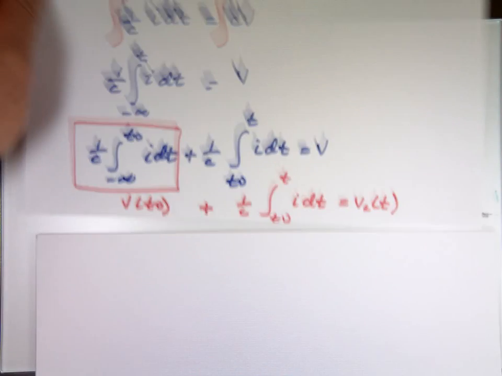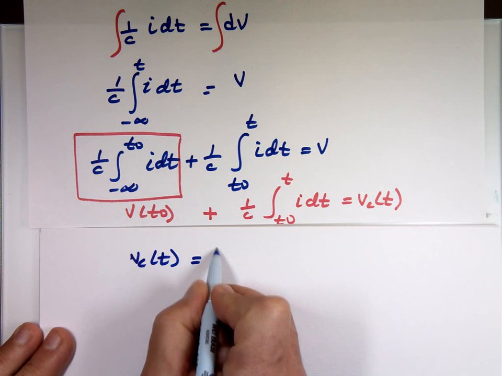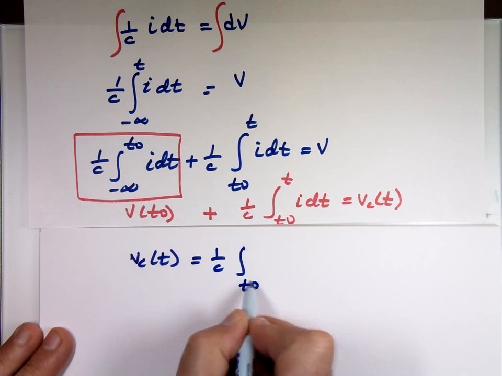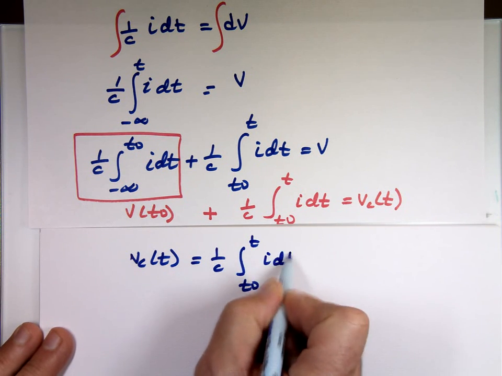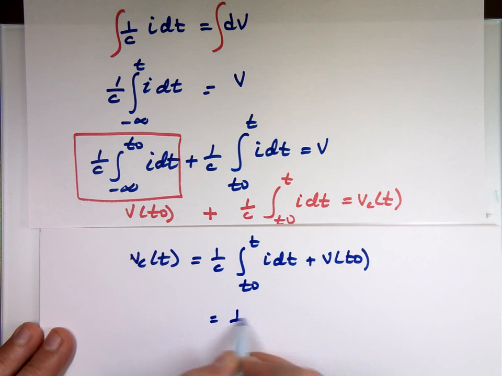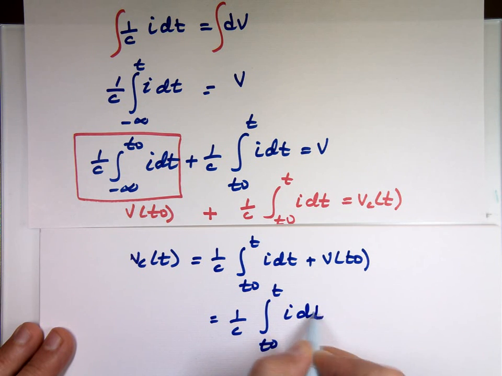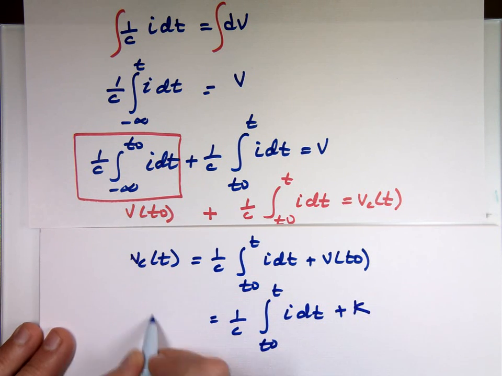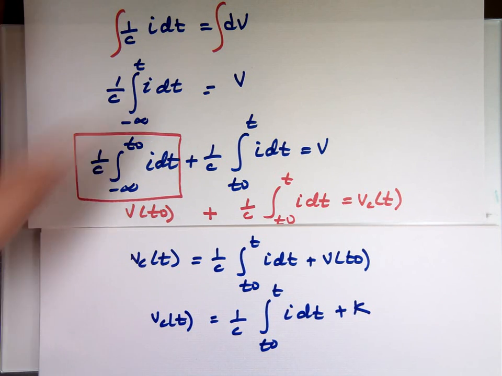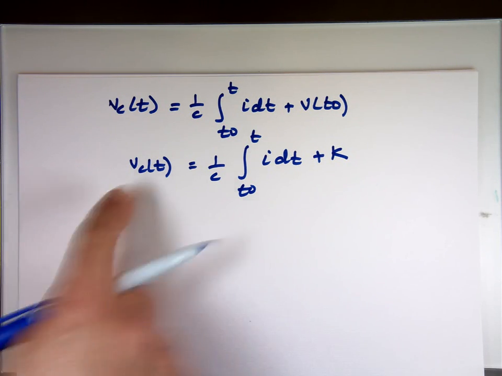So you might see the equation for the voltage across the capacitor at any given time written either way: 1 over C, the integral from t0 to t, I dt, plus the voltage at t0, or 1 over C, the integral from t0 to t, I dt, plus a constant K. If the initial conditions are 0, then you can drop that piece.